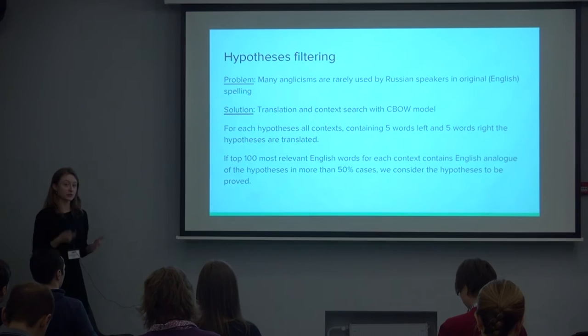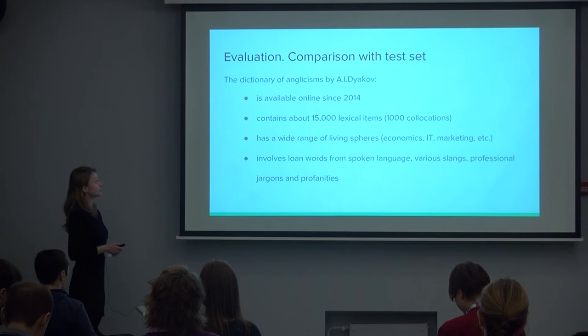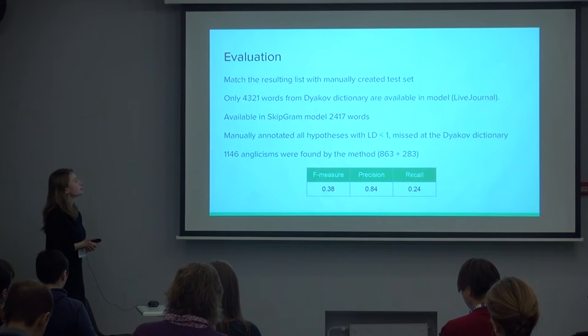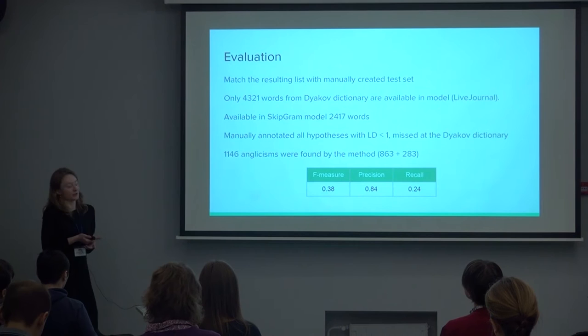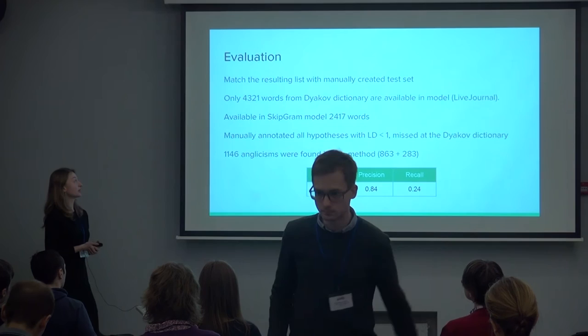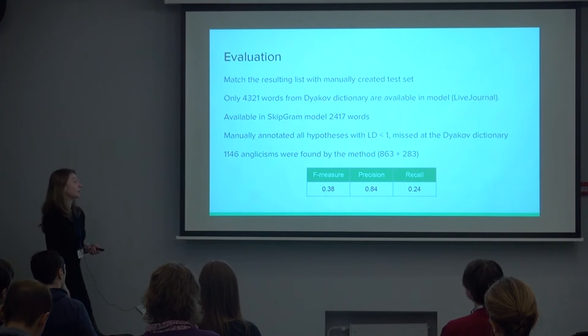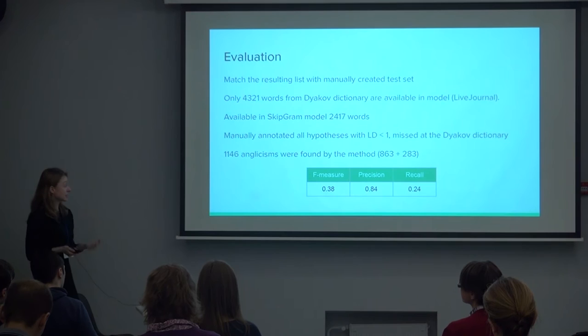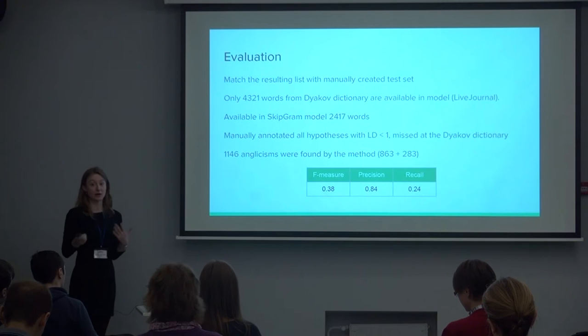To evaluate all this, we took the dictionary of anglicisms by Dyakov. But the problem is that the words from our corpus are not all in Dyakov's dictionary. So only 4,321 words from the Dyakov dictionary are available in our model, and in SkipGram only 2,417 words. And that's why we decided to manually annotate all hypotheses with Levenshtein distance less than one that were missed in the Dyakov dictionary. So in total, 1,146 anglicisms were found by our method.